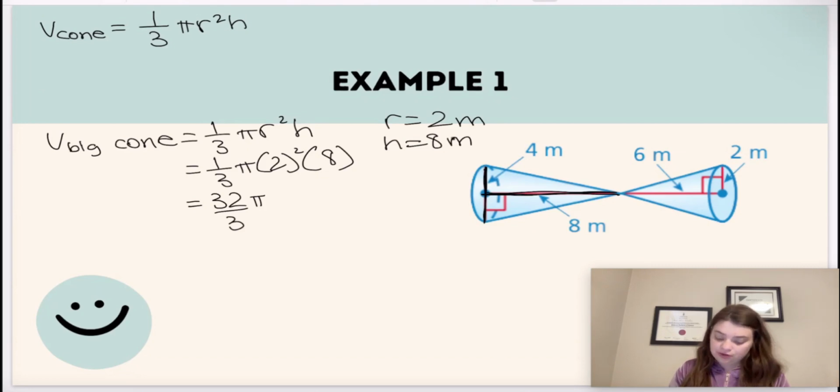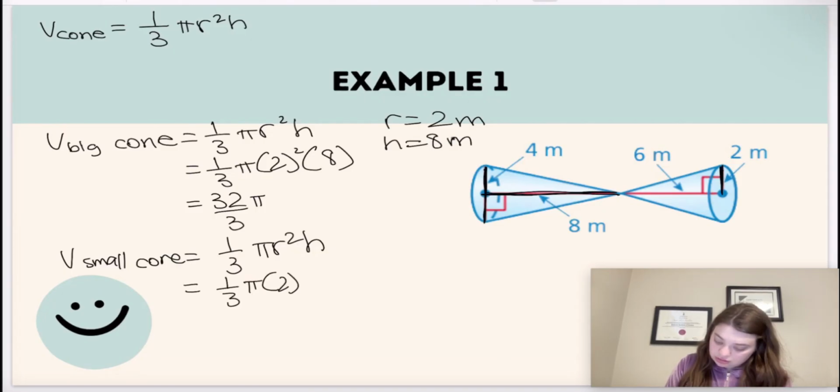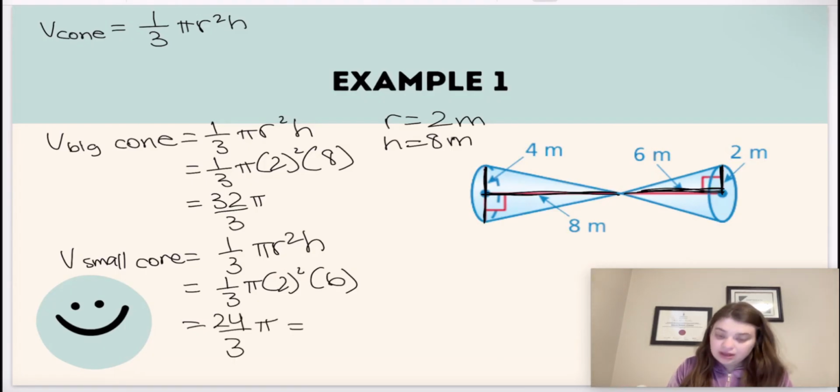Next, I'm going to talk about the volume of the small cone. So it is also going to be 1/3 pi r squared h, but of course r and h with respect to the small cone. Now the radius for the small cone is actually the same, it's still 2. And the height for the smaller cone is right here, it's 6. So therefore, we're going to get 2 squared, which is 4, times 6, which is 24. 24 over 3 pi. And recall that 24 divided by 3 is 8. So it's going to be 8 pi.